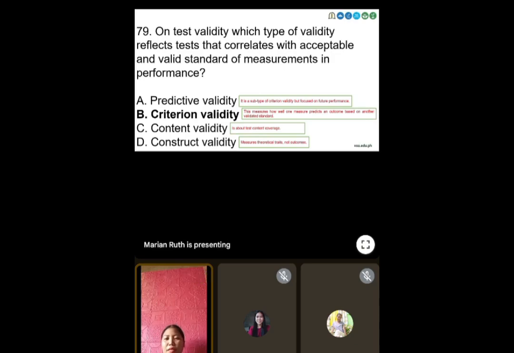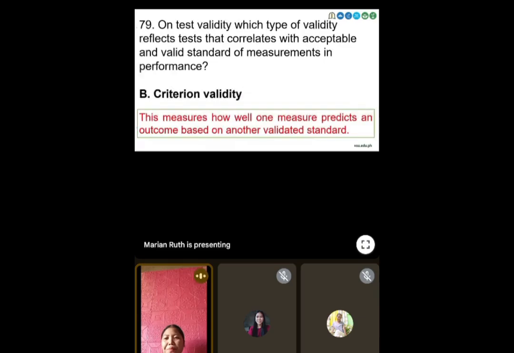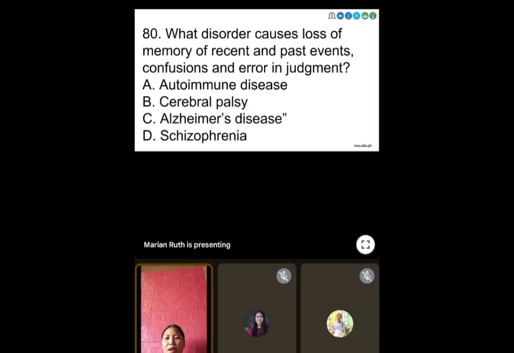Next, item 80. What disorder causes loss of memory of recent and past events, confusions and error in judgment? A. Autoimmune disease. B. Cerebral palsy. C. Alzheimer's disease. Or letter D. Schizophrenia.